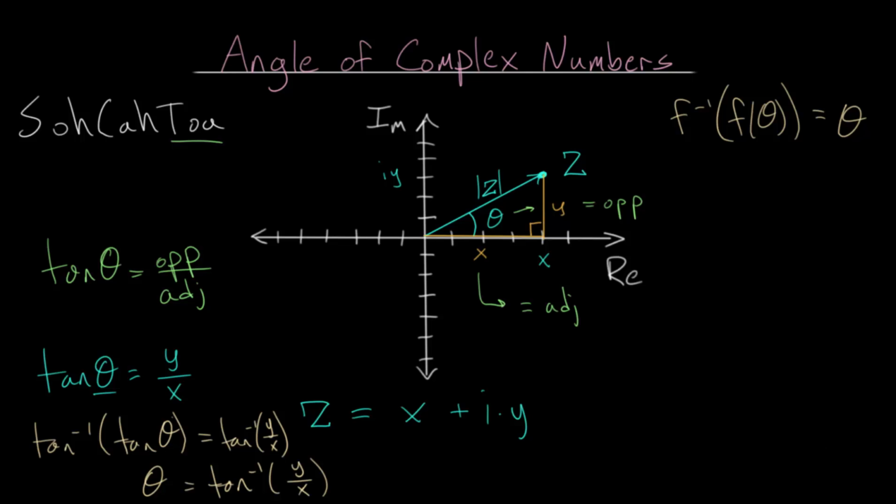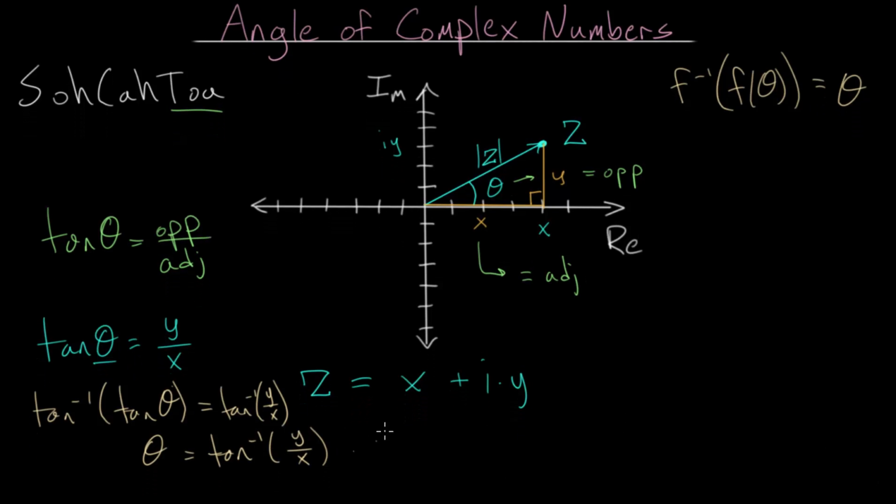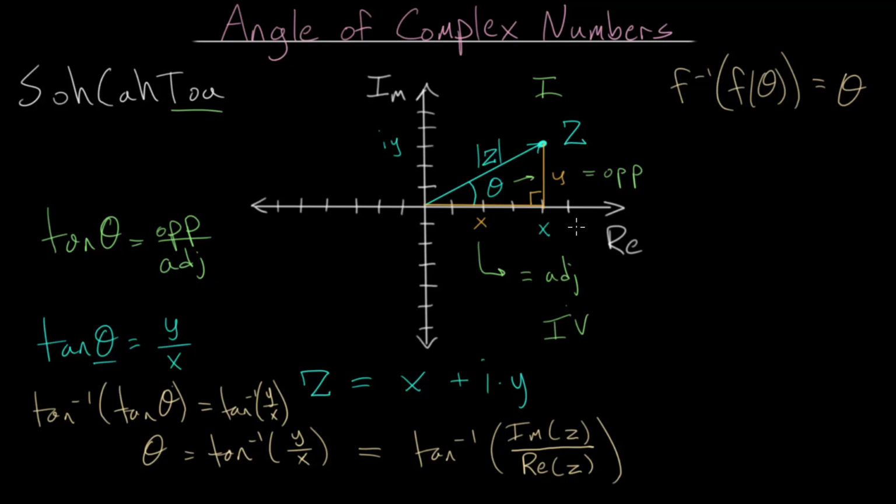So let me just make a little bit more room. And there is another way that we can write this formula. We can also say that theta is equal to the inverse tangent of the imaginary part of the complex number z divided by the real part of the complex number z. Now, we do need to be careful with this formula, since if we have complex numbers that are either in the first quadrant or the fourth quadrant, we won't have any issues using this formula.